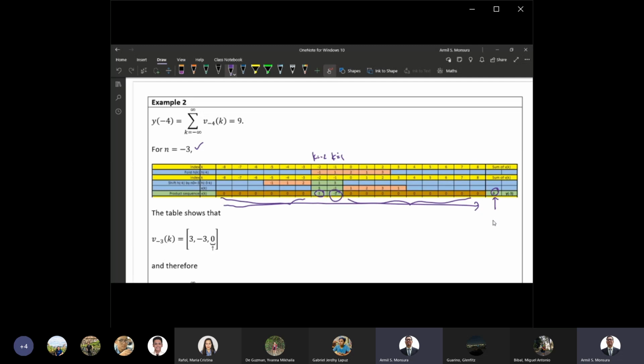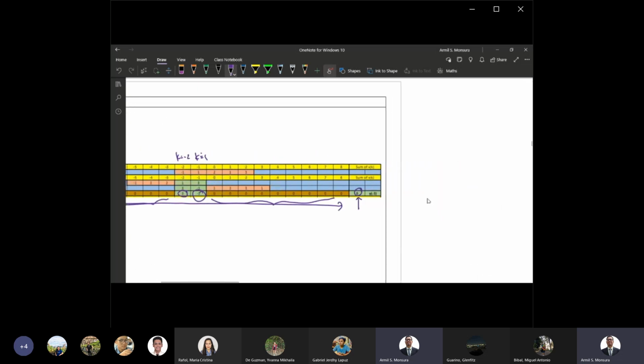Kasi meron na siyang katabing non-zero term, may nauna na sa kanyang non-zero term. Unless pagkatapos nitong 0 na to, puro 0 na ulit, then this is considered to be parang hindi na part ng signal niyo. Pero kapag ang kasunod nito is non-zero ulit, then this is part of the signal or the part of the output sequence.